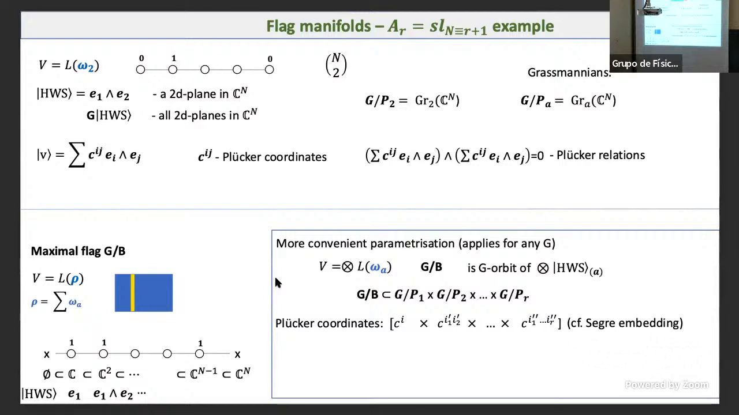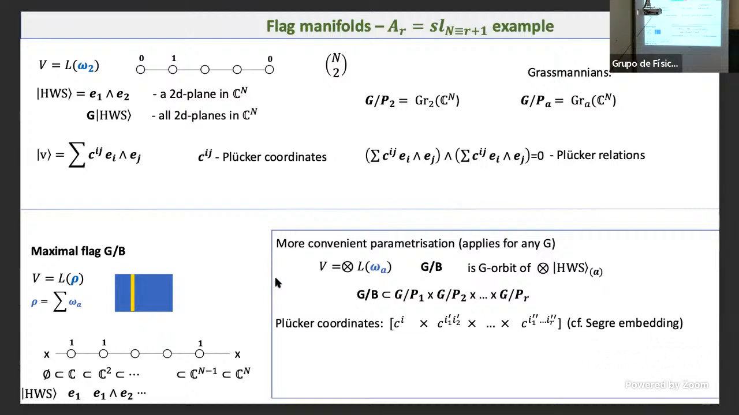So the first example is the A-series algebras. So this is our Dynkin diagram. And let's consider the second fundamental representation. So its Dynkin label is 0, 1, and everybody else is 0. So this fundamental representation is just 2-forms. The dimension of this representation is n choose 2, where n is the size of your matrices. And the highest weight state is e1 wedge e2 in the standard basis. Like if you take the standard basis e1, e2, e3, and so on, then e1 wedge e2 will be the highest weight state in this representation.